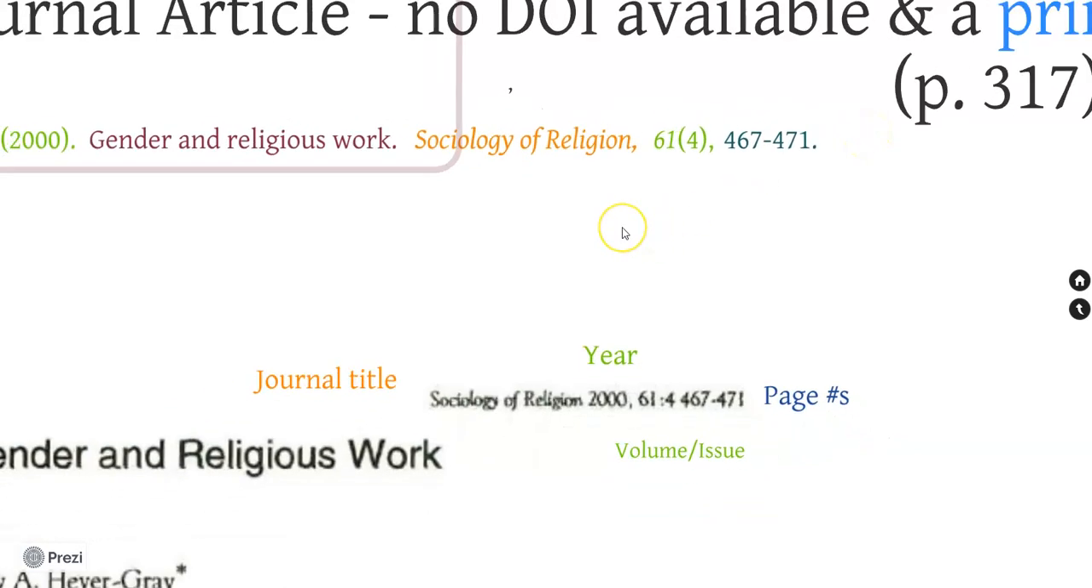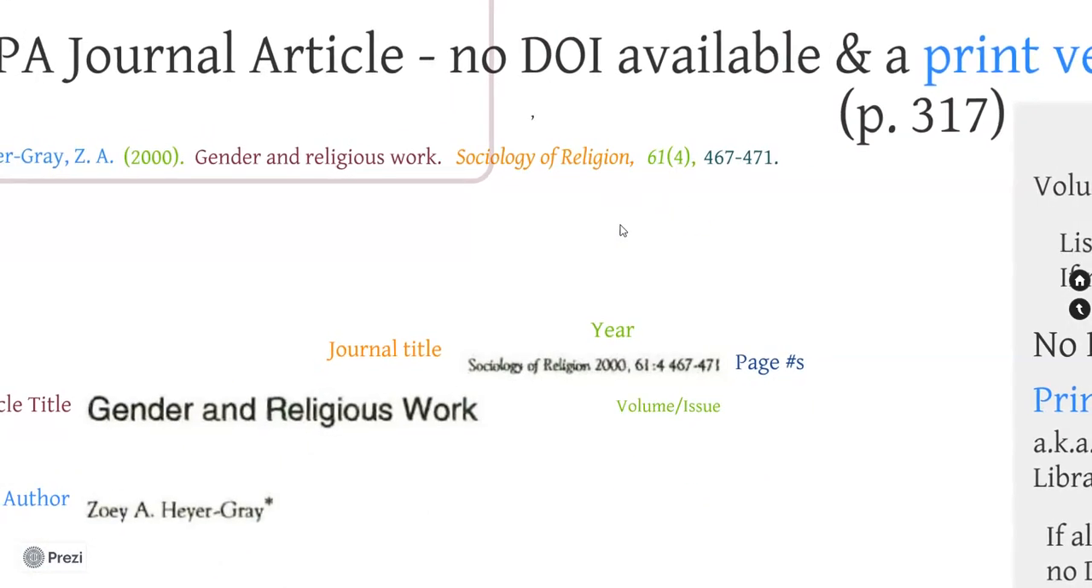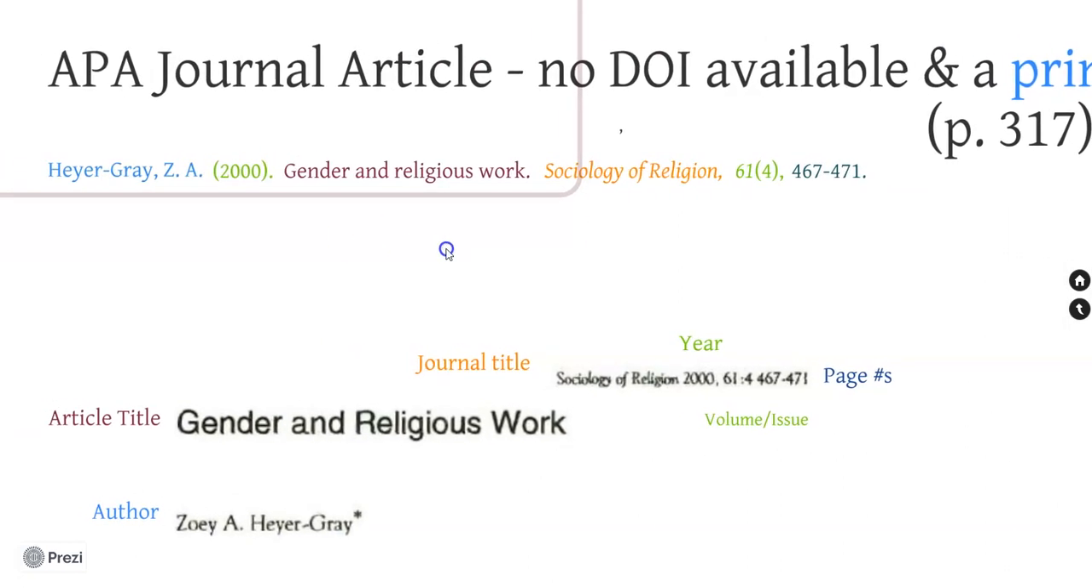We do not want to see "retrieved from CINAHL." We don't want to see a URL. If you found it through CINAHL or PubMed, all you have to do is cite it like this, put a period, and walk away.